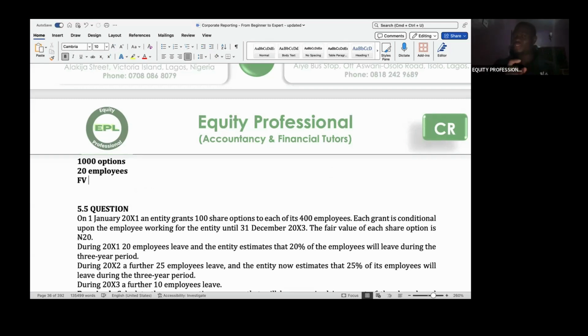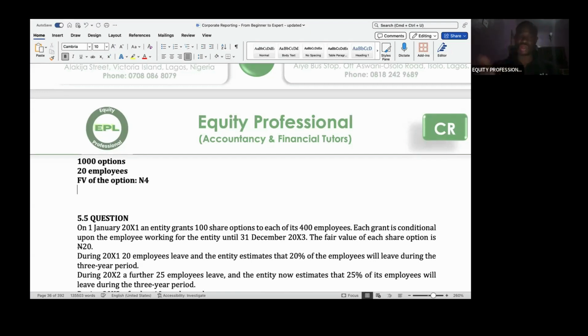I didn't tell you that if the transaction was with a supplier, they will have measured it at the fair value of the goods or services received. That's how they will value that transaction. But if it is with an employee, it's valued at the fair value of the option. So let's say the fair value of the option is 4 naira. And they say that the service condition is that the employee must work for 3 years.